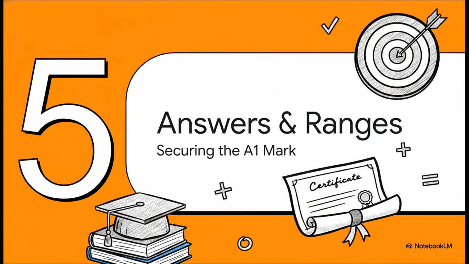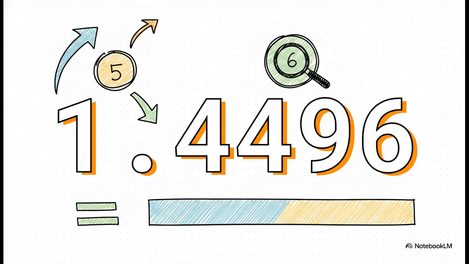Finally, let's head into Section 5, Final Answers and Ranges. This is all about securing that ultimate A1 accuracy mark. So, looking at our raw output of 1.449634, we need to round to 4 decimal places. We check that 5th decimal place, it's a 3. Since 3 is less than 5, we just round down, which gives us exactly 1.4496. That is the precise number you want on that answer line.